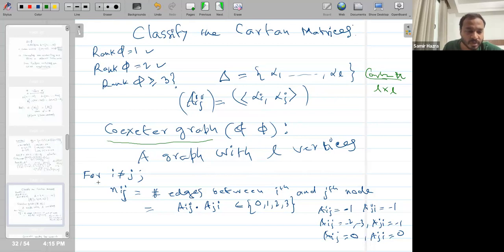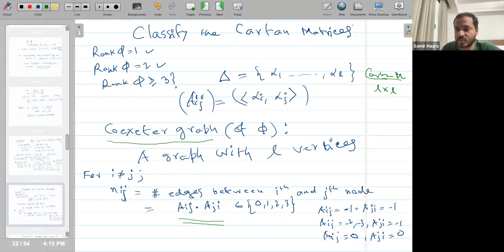We must need to know. For i not equal to j, so if we have 2 different vertices, the number of edges between ith and jth vertices is actually nij, which is given by this formula, aij times aji. And if we check what are the possible values of aij times aji, we'll see that there are only the possibilities 0, 1, 2, 3. So basically, if aij is -1, aji can be -1. If aij is -2 or -3, then aji is -1. aij is 0 implies aji is 0.